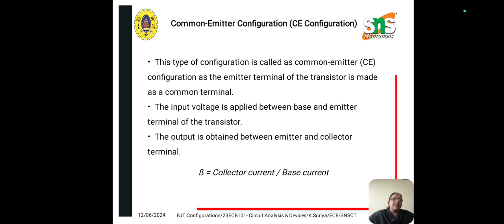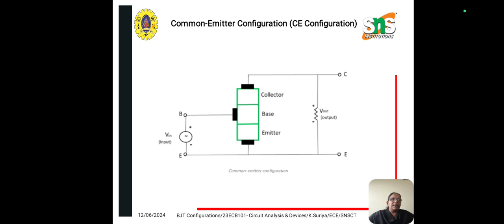Current gain in the common emitter configuration is denoted by beta and it is given by collector current divided by base current. As the value of collector current is much larger than that of the base current, the current gain in the common emitter configuration is very large, greater than unity. The value of beta ranges here from 20 to 300.